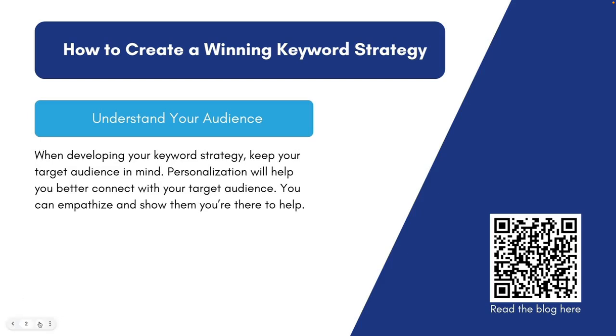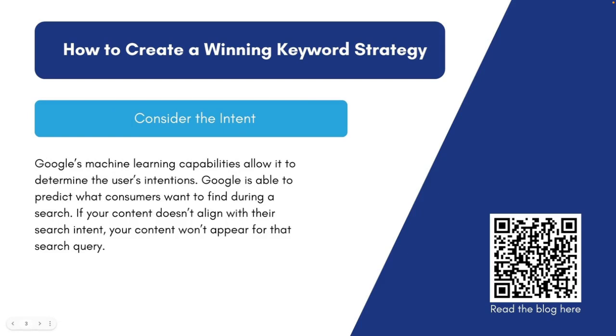Tip number 2 is consider the intent. Google's machine learning capabilities allow it to try to determine any user's intentions with their searches. With that, they try to predict what consumers want to find during a search. And if your content doesn't align with their search intent, your content won't appear for that search query. Take a moment to consider why customers are searching online. Why are they using those specific keywords?